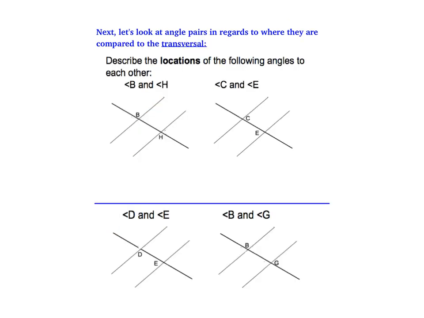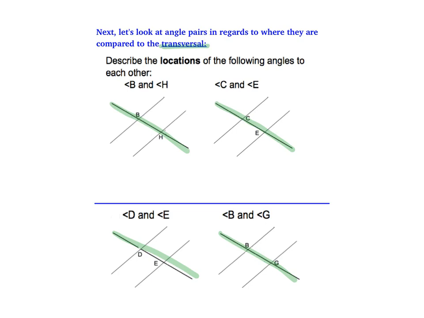The next way to describe angles' locations would be in regards to where they are compared to that transversal. The first thing I'm going to do to help us is quickly highlight the transversal on all of these. Remember, that's the line that cuts through those parallel lines. Okay. So let's look at these first 2. It says, describe the locations of the angles to each other. So I have B and H.